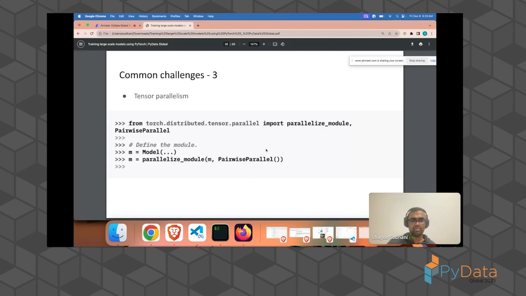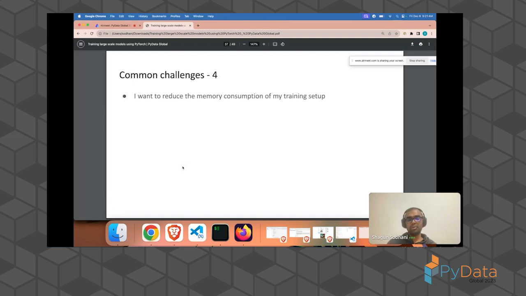And the high level idea is still the same. You define your model the usual way that you would, and then you pass it through this parallelized module construct, and it parallelizes the layers for you. But this support is experimental, so there are going to be some rough edges with this. And just like the previous setups, it assumes that you can have more GPUs.